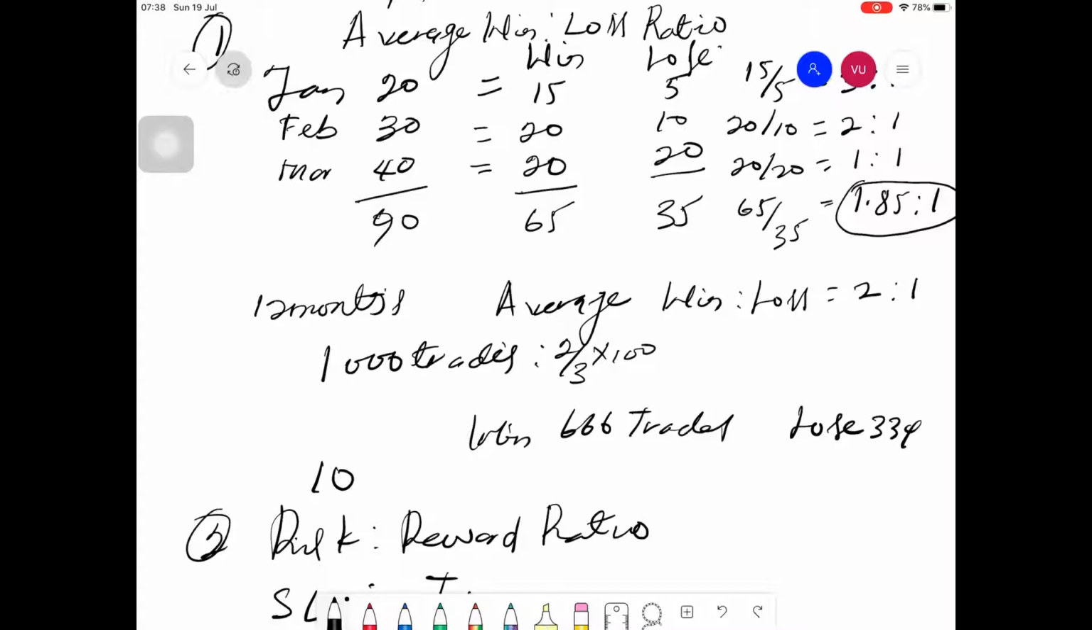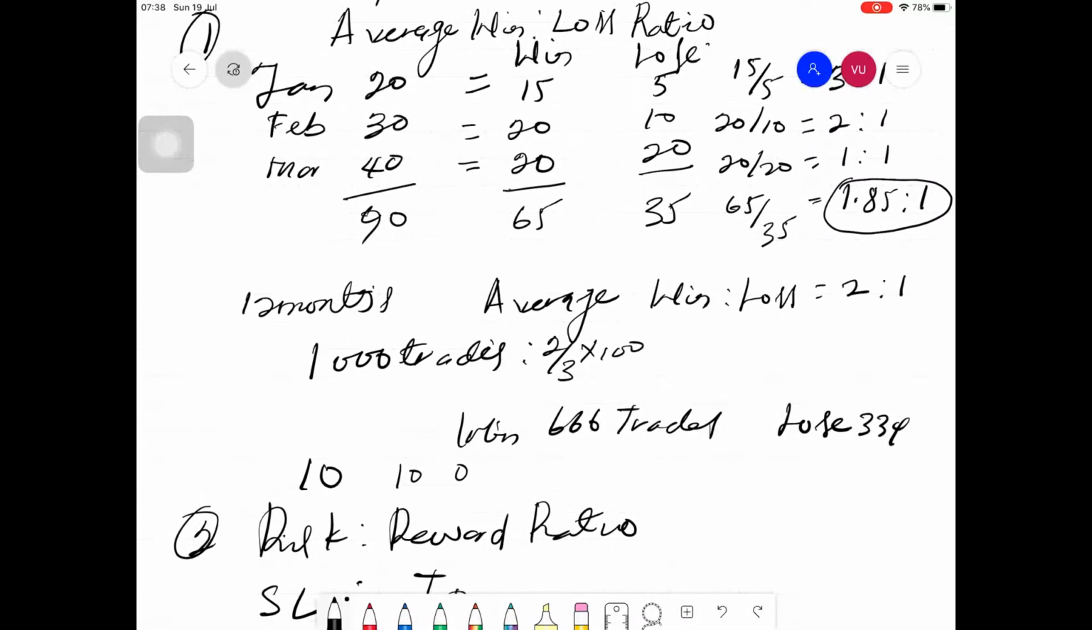So out of 10 trades, if you win 10 and lose 0, that would be a 100% win rate. Okay, so let's say out of 10 you win 9 and lose 1. That is a win loss ratio of 9 to 1. This is not realistic.